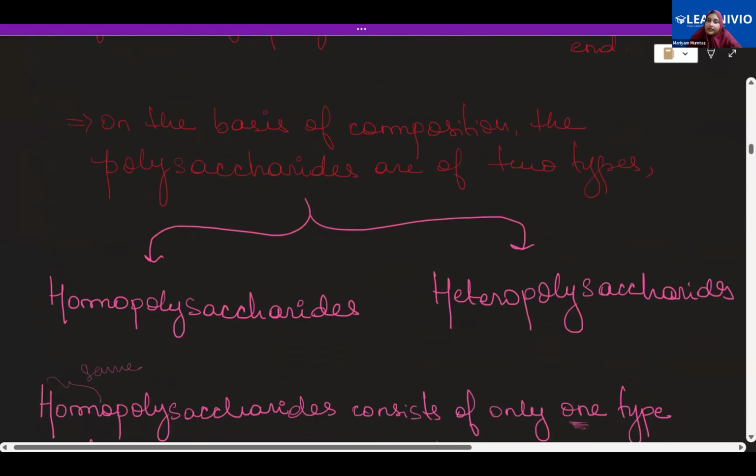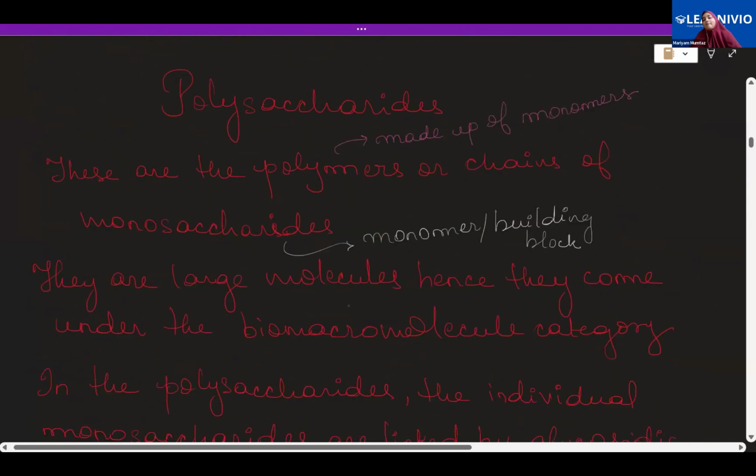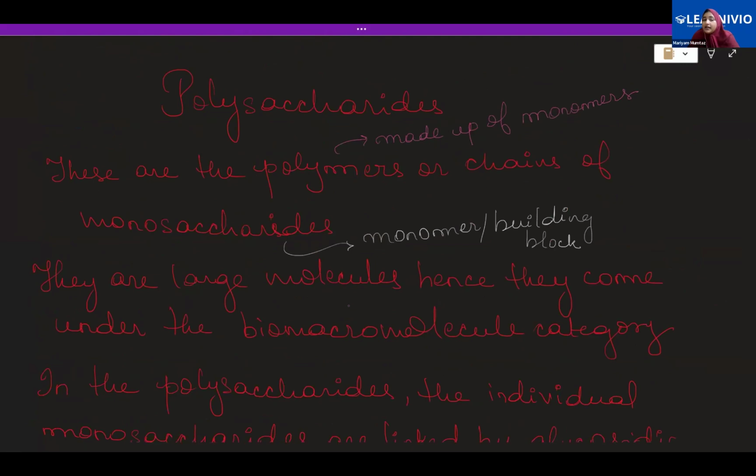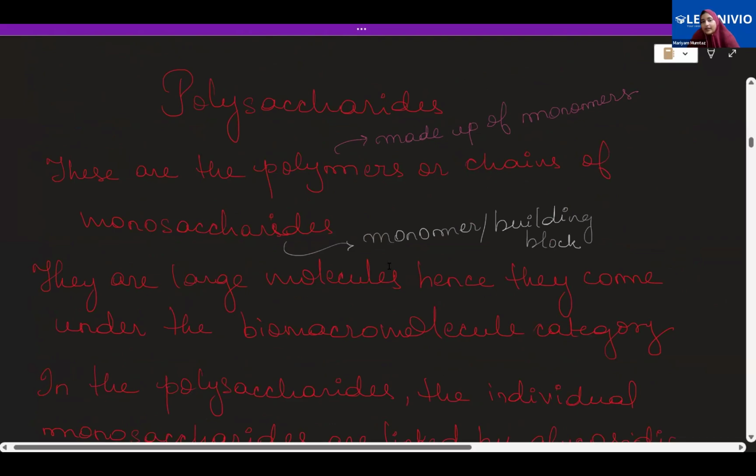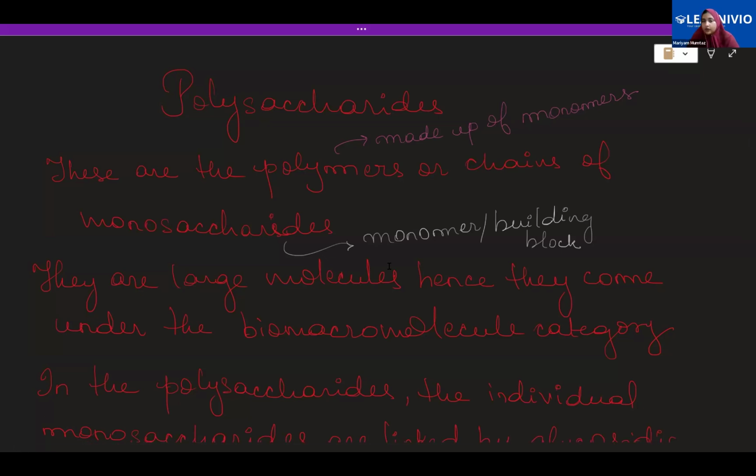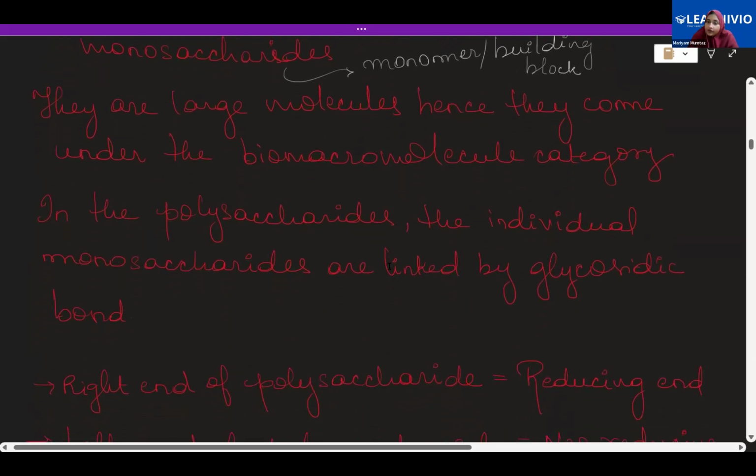Now we have polysaccharides. Poly means many, right? These are polymers made up of several monosaccharides. Not one or two, sometimes many. So these are large molecules, and we put them under the macromolecule category. Here also the linkage is glycosidic linkage between all the monosaccharides.